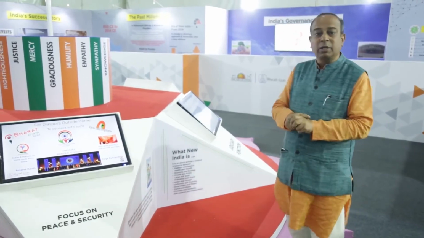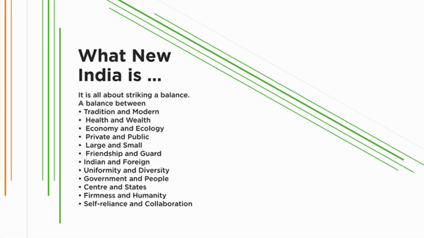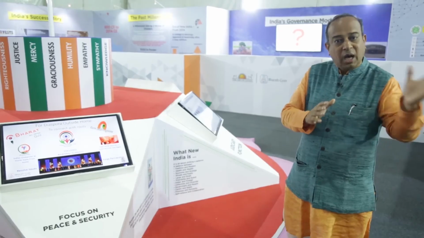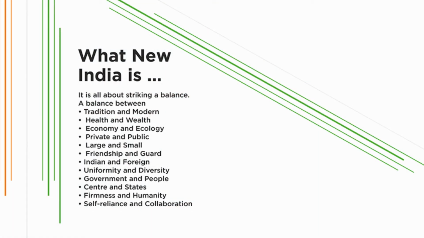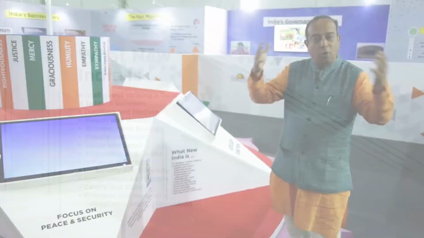It's about striking a balance between private and public wealth. It's about striking a balance between the large and small, because there's always a big argument whether large or small. It's striking a balance between the two. Then about friendship and being guarded. It's a balance of the two. Then about India and foreign. Yes, you have to be Indian in approach, at the same time have a foreign, global outlook. So it's a balance of the two.